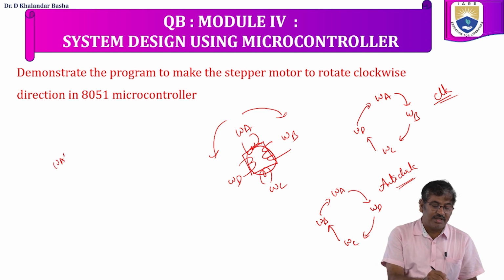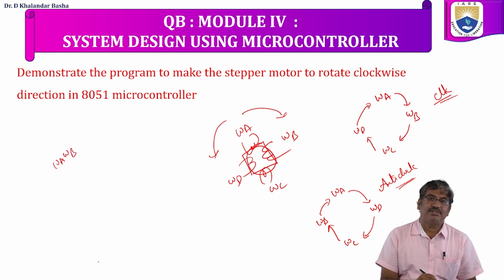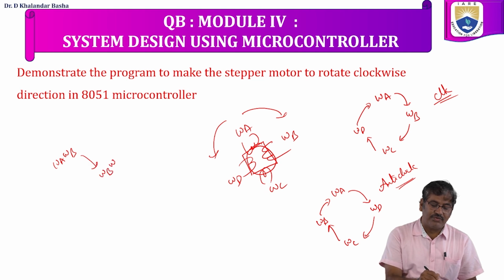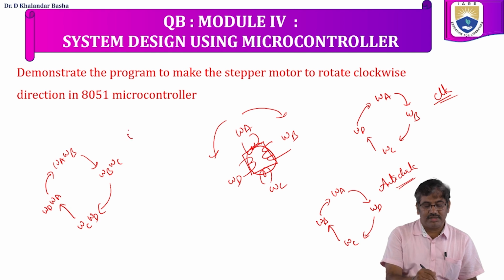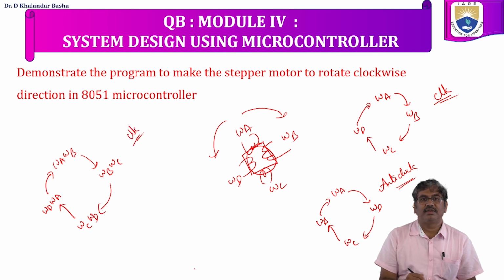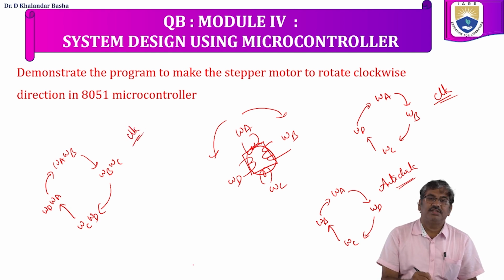Let us consider the first clock pulse exciting winding A, winding B. In the next clock pulse, winding B, winding C. In the next one, winding C, winding D. After that, winding D, winding A. Then the stepper motor will go in the clockwise rotation. This is exciting 2 windings at the same time.